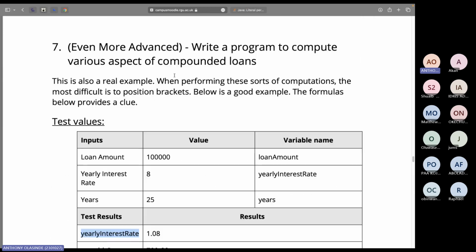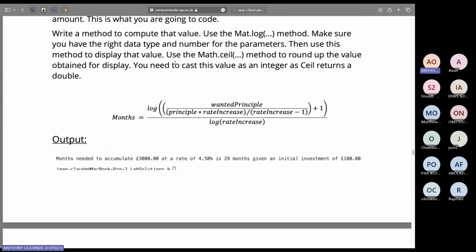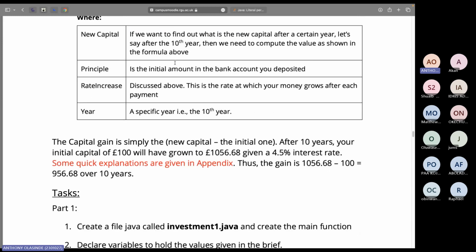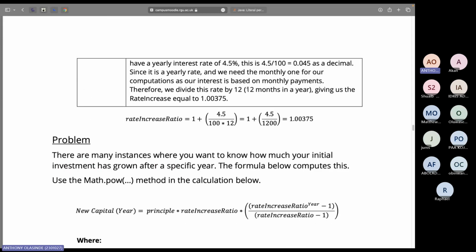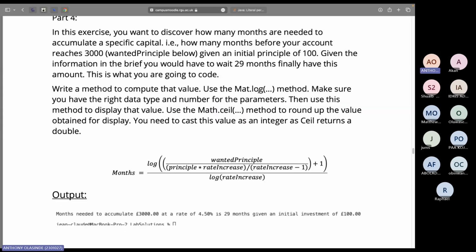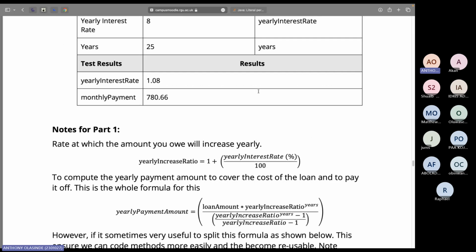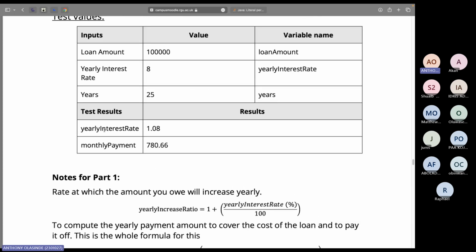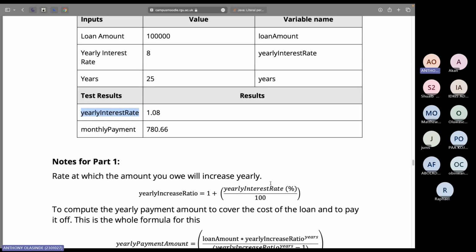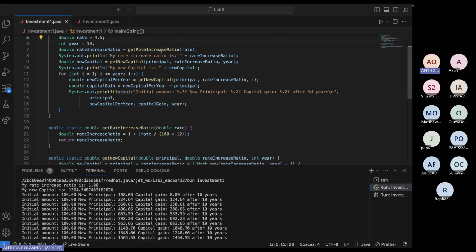This is okay. The one we are doing before is by month. You know, they talked about it here. It is by month, so they are dividing it by 12. But for the new one, even though it's the same formula, it's per year, so it's a yearly interest rate. So we won't be dividing the yearly increase ratio by 100. It's still the same formula.